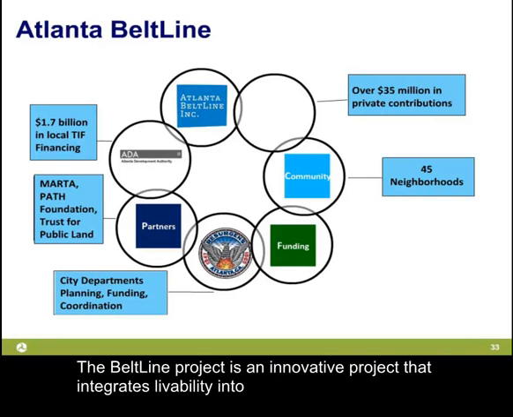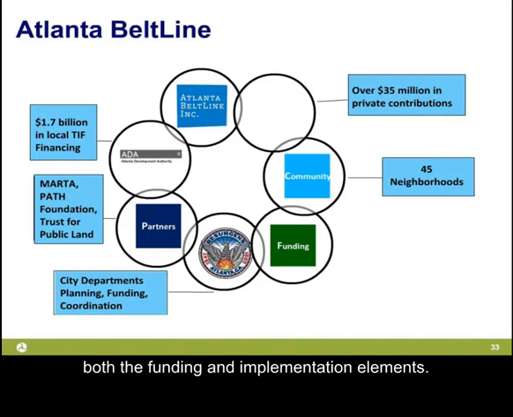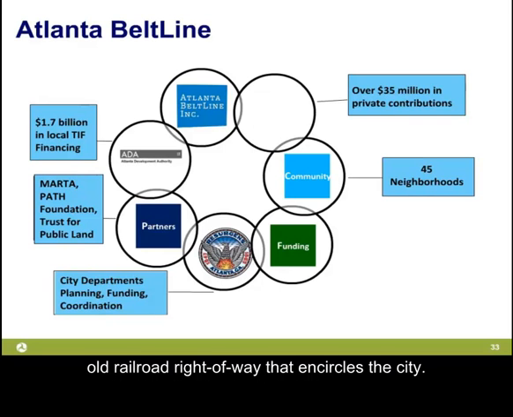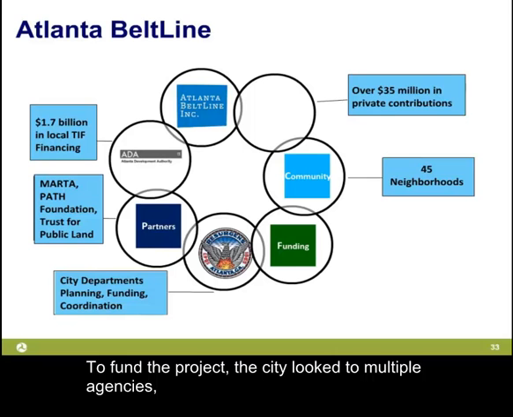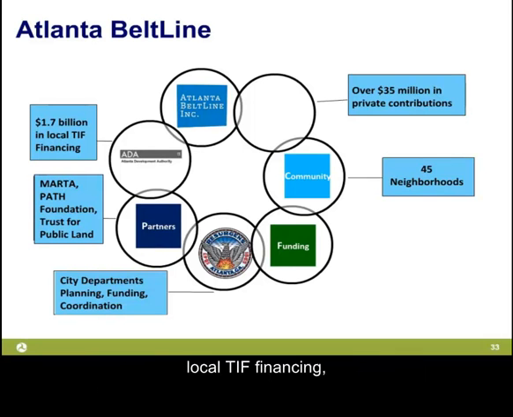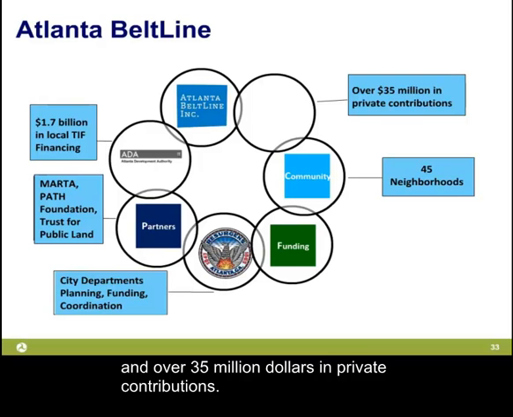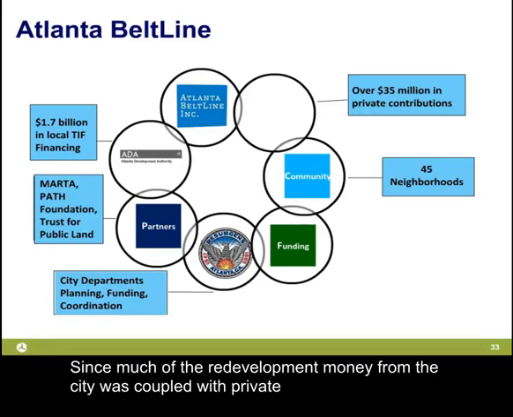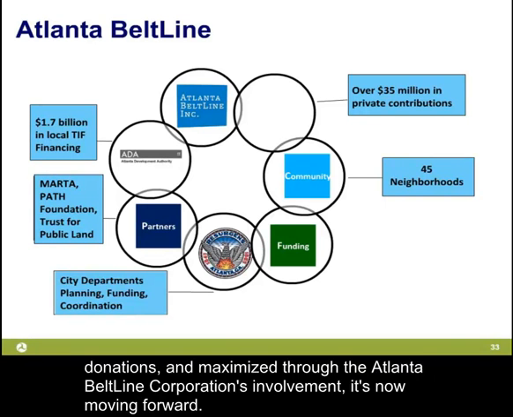The BeltLine project is an innovative project that integrates livability into both the funding and implementation elements. The project is to construct a multimodal transportation corridor along an old railroad right-of-way that encircles the city. To fund the project, the city looked to multiple agencies, local TIF financing, and over $35 million in private contributions. This widespread community financial support for the project built energy and enthusiasm for getting the project started. Since much of the redevelopment money from the city was coupled with private donations and maximized through the Atlanta BeltLine Corporation's involvement, it is now moving forward.